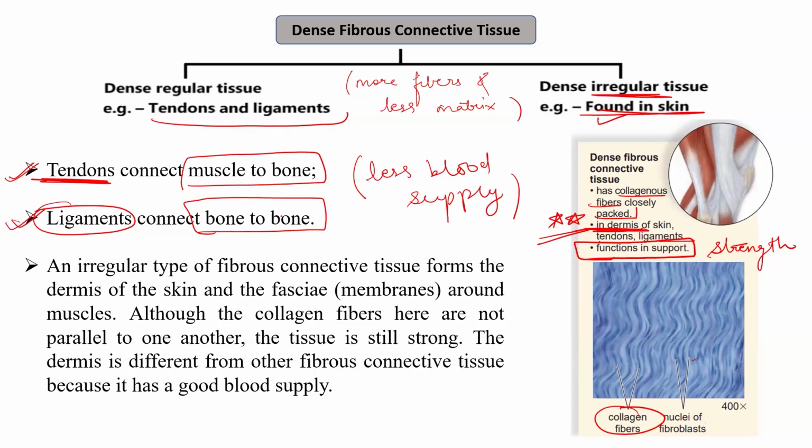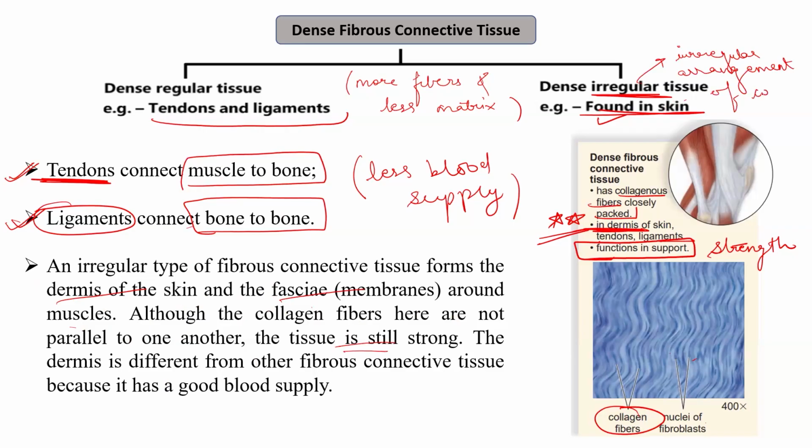Irregular fibrous connective tissue forms the dermis of the skin and the fascia, that is the membranes around the muscles. So these are the irregular connective tissues which are usually found in the dermis of the skin or around the muscles. Although the collagen fibers here are not parallel to one another, the tissue is still strong. So why is it called irregular? Because of the irregular arrangement of collagen fibers.